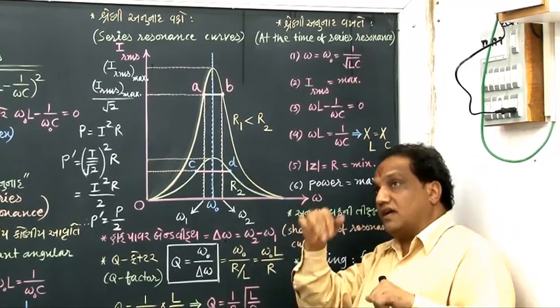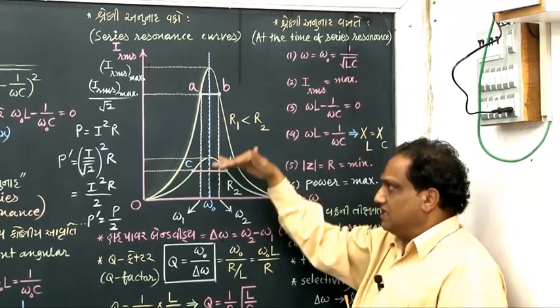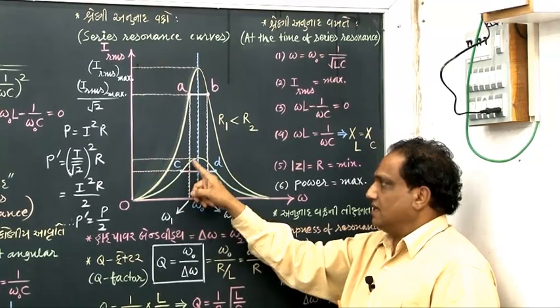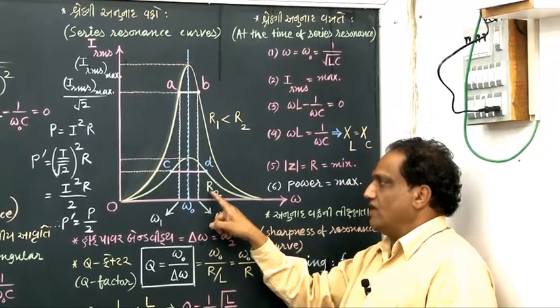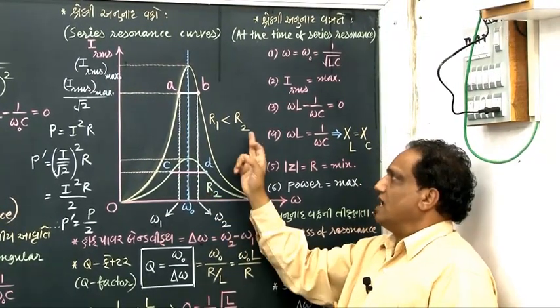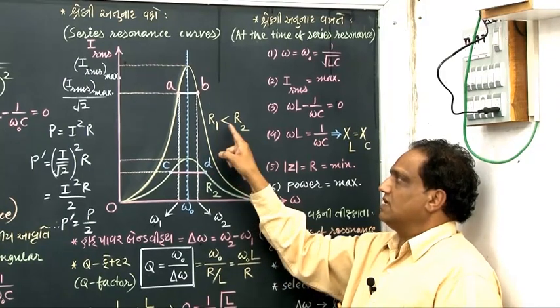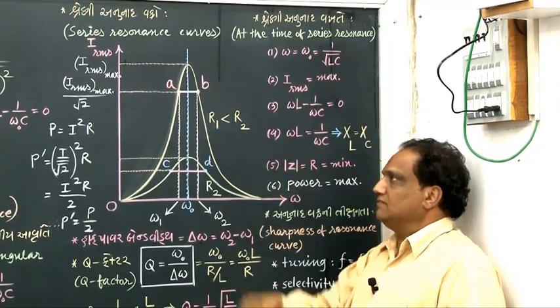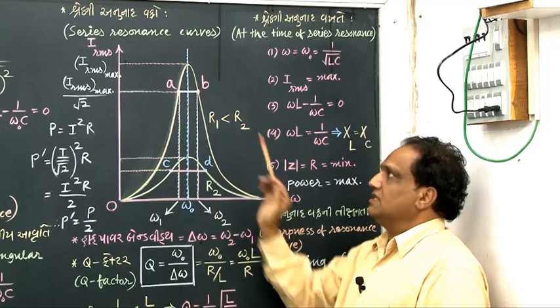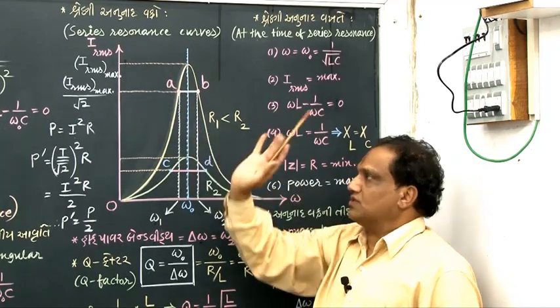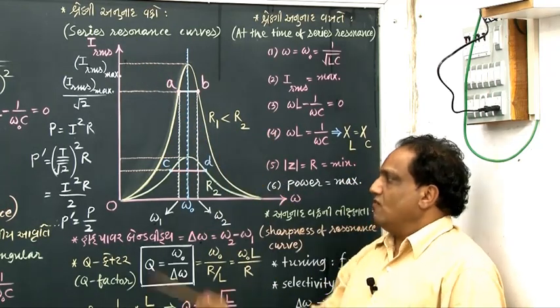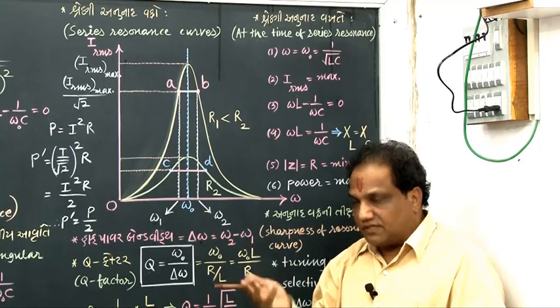if you keep higher resistance, then current decreases and the graph is like this, correct? This is the graph for value of resistance R2, where R2 is greater than R1 because R1 is less than R2. Fine. Such graphs are known as series resonance curves. First of all, tell me, what does this graph indicate?